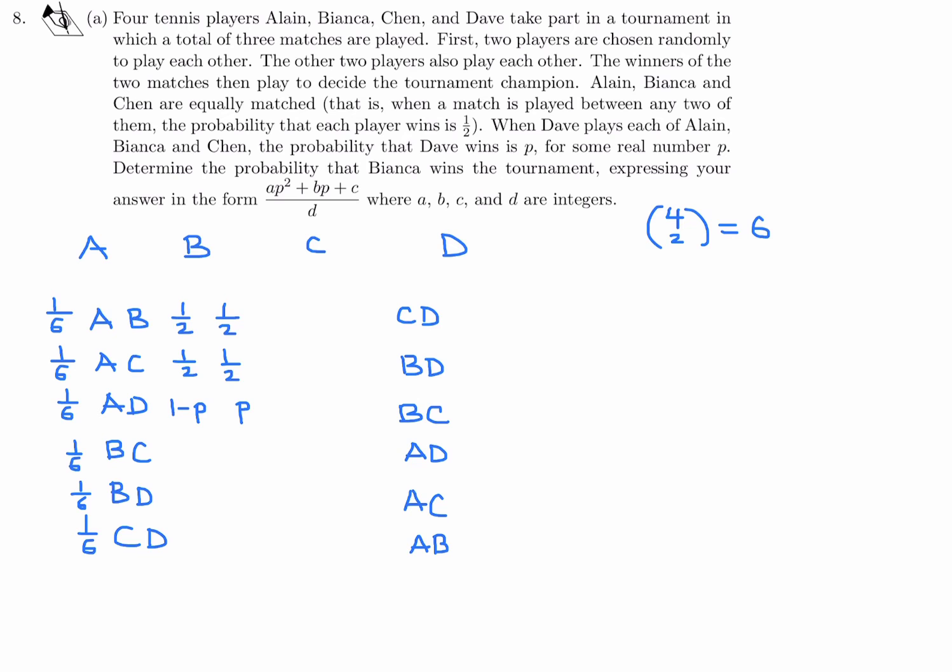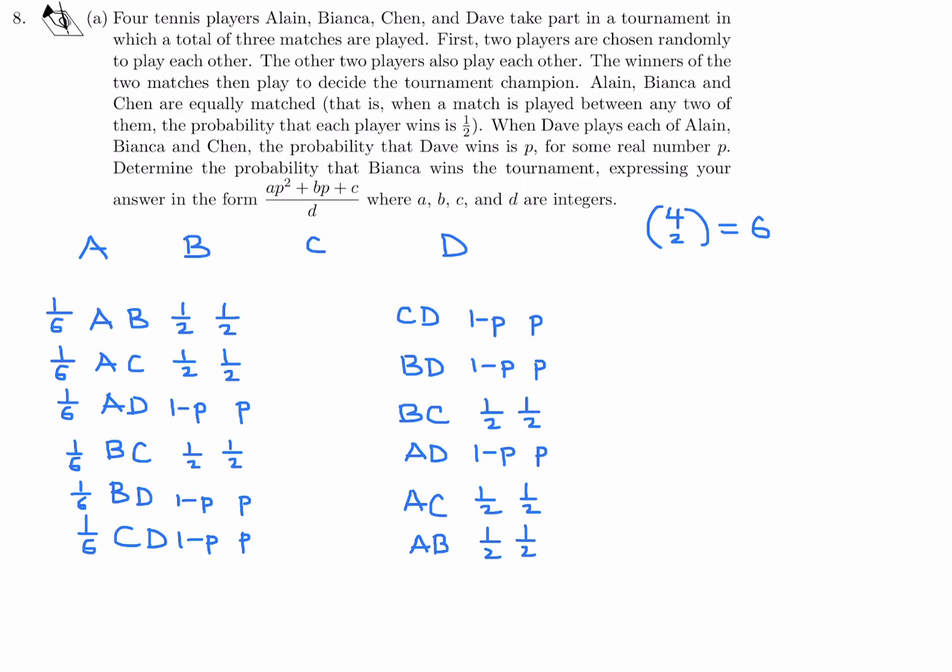So A would have a probability of 1 minus P of winning. Similarly, B and C, that's just a half and a half. But whenever D is there, it's P and 1 minus P. So P and 1 minus P like that. And the same story holds true over here. 1 minus P and P. Whenever there's a D, we have to do that. But A, B, and C, when they play each other, it's just a half. So this is 1 minus P and P. This is a half and a half. This is a half and a half. Okay, so that takes care of that initial match.